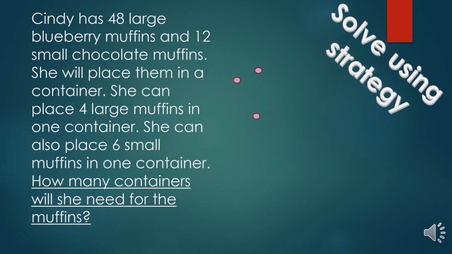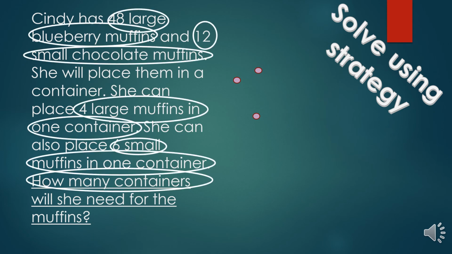S tells us to solve using our strategy. We're going to recap what we've done so far. We've circled our numbers, we've underlined our question. In this particular problem, we don't have any keywords to box in, but using context clues, we know we're going to divide. We don't have to eliminate anything, so now we just need to solve.